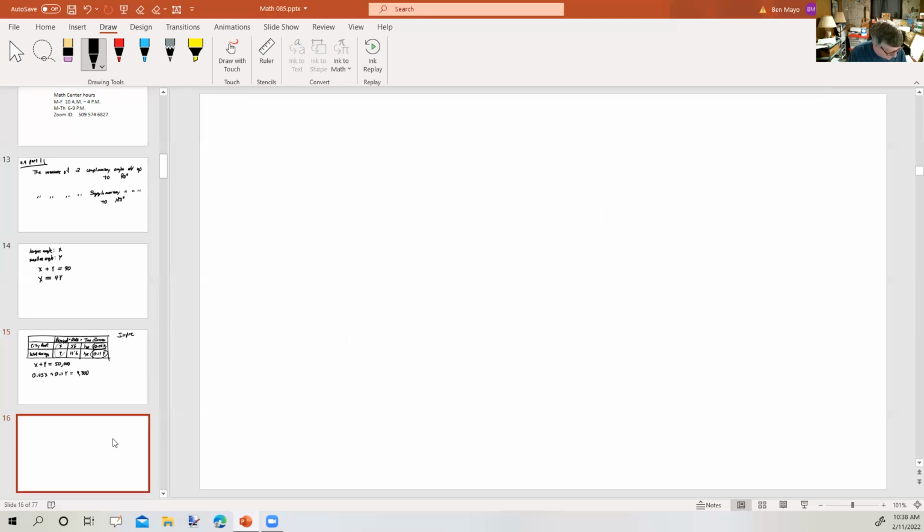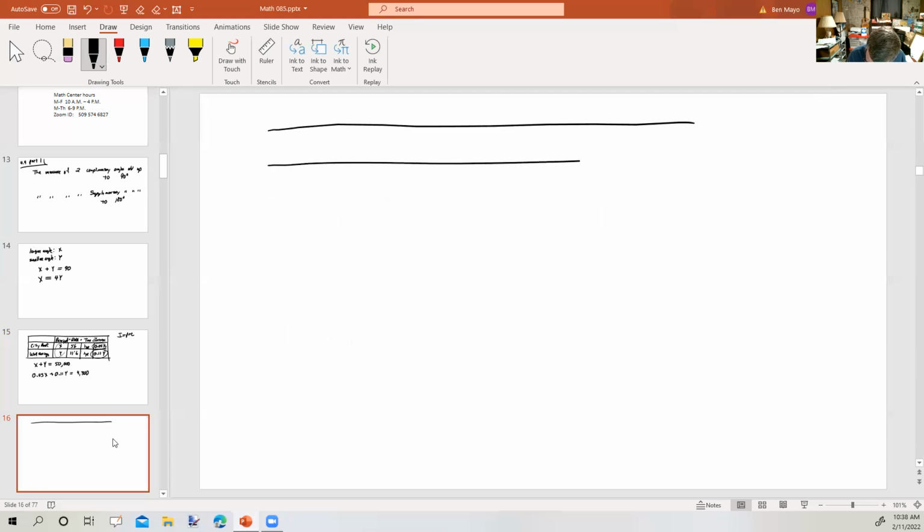Here is another example. So again, it says complete the table. And let's see here.